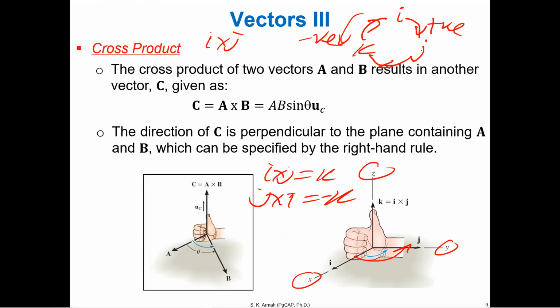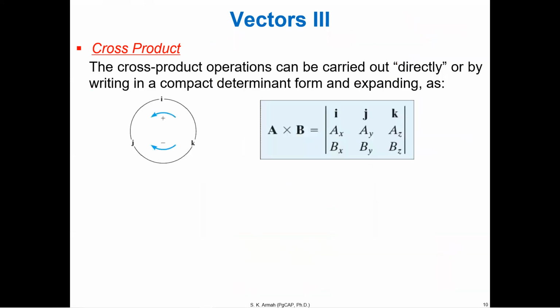K cross I is J. But if you do the opposite, J cross I is negative K, and I cross K is negative J, in that order. So there's a similar one for the test, which I'm going to show in the next slide. That is the one from the textbook. The one I used to do at A level goes clockwise, but the textbook one goes counterclockwise. So it's the same thing.